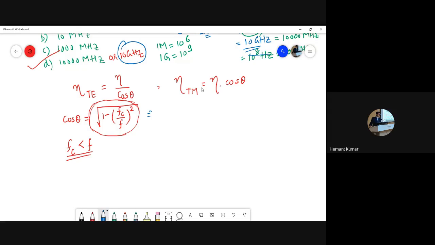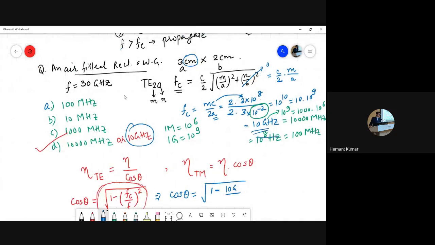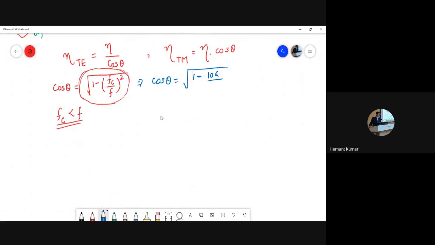So what will be the value of cos theta? Cos theta will be equal to the square root of 1 minus fc, which is 10 gigahertz, divided by f. F is the frequency of operation, which is given as 30 gigahertz, so the wave is propagating at 30 gigahertz, squared. If you solve this, you will get cos theta equal to 2 root 2 divided by 3.